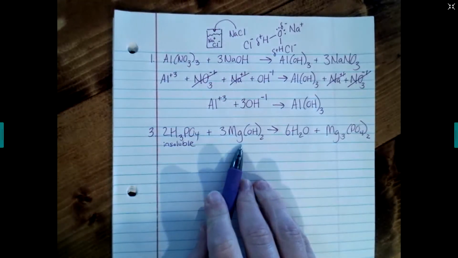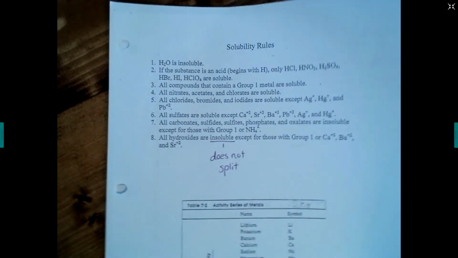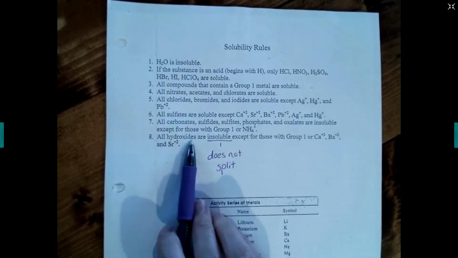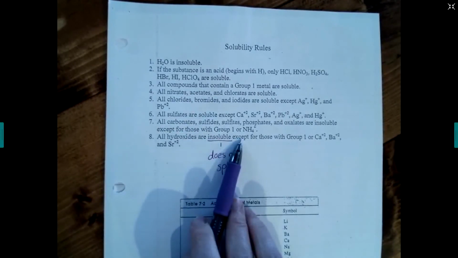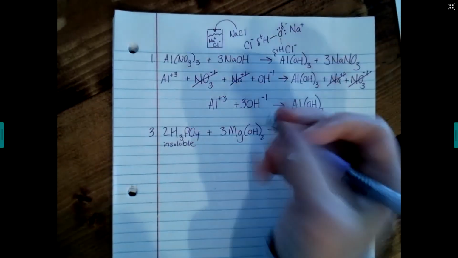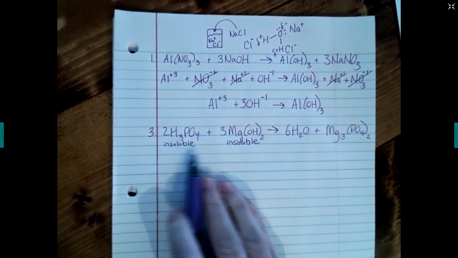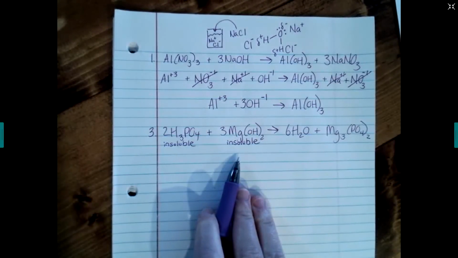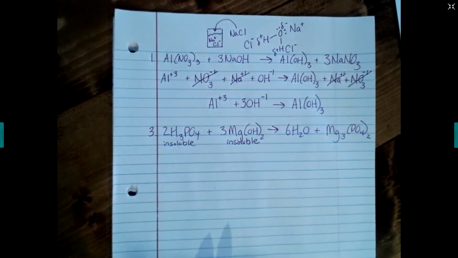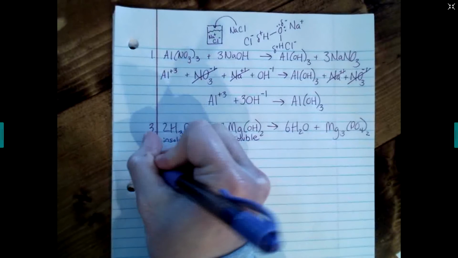All right, next we get to magnesium hydroxide. Remember your rule number 8 about hydroxides. All hydroxides are insoluble except, and magnesium is not one of your exceptions. So that is also insoluble. So since neither one of our reactants is going to split, that's really all we can do here. So this one, we're not going to be able to split into ions. So we'll move on to number 5.